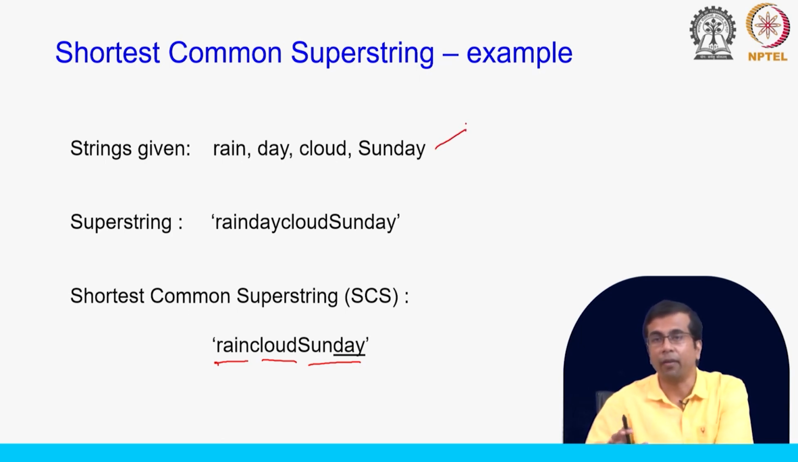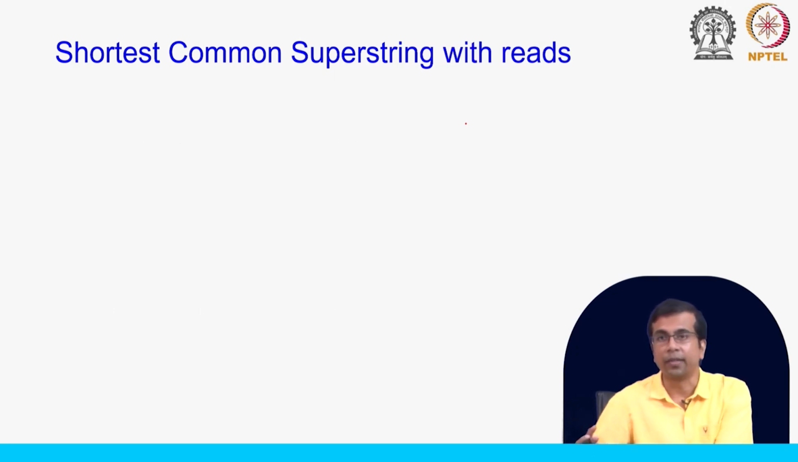Now, from this read data, if we can find the shortest common superstring, we can perhaps get close to the reference sequence. That is the idea: the reference sequence will contain all the reads that are generated. This is the idea with which we take the shortest common superstring approach. So, let us now go into the shortest common superstring with reads.